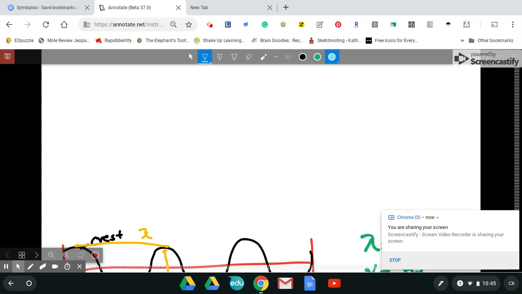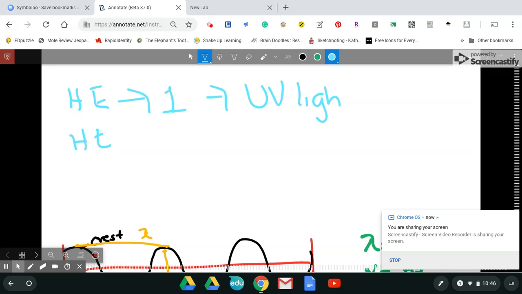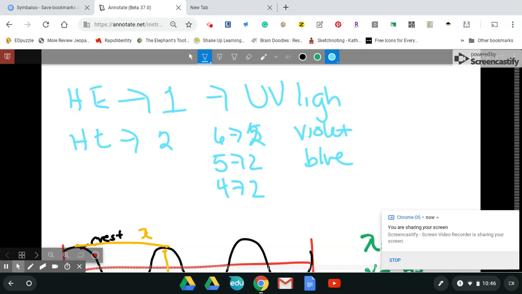No matter what, if I'm at a high energy level and I'm dropping all the way down to 1, I'm going to give off UV light. If I'm at a higher energy level and I'm dropping to level 2, if I'm from 6 going to 2, then I'm going to give off violet. If I'm 5 and going to 2, I'm going to give off blue. If I'm 4 and going to 2, I'm going to give off green. And if I'm 3 and going to 2, I'm going to give off red.